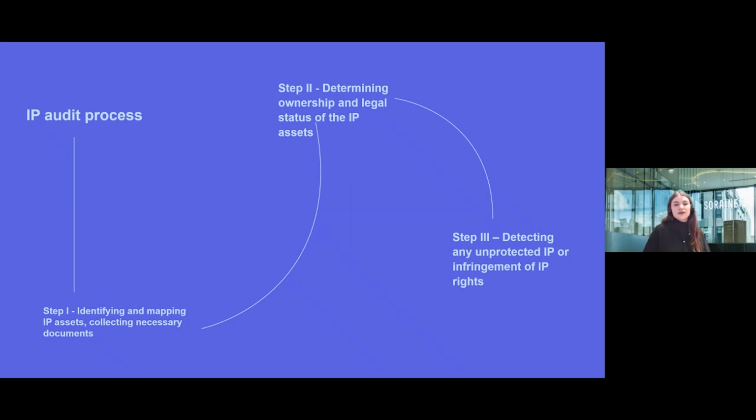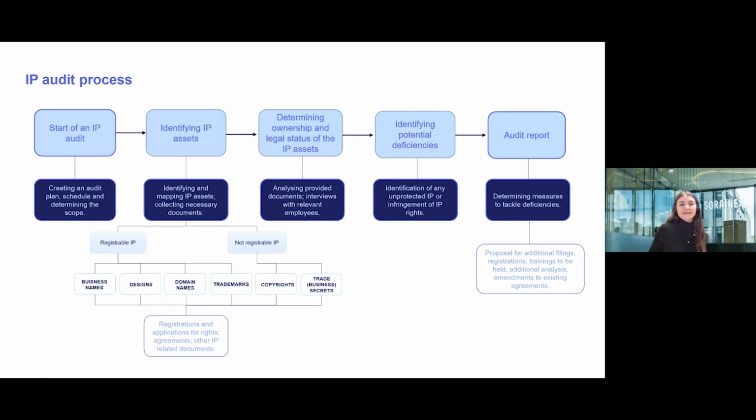First, we start identifying and mapping IP assets and collecting the necessary documents. Step 2 is that we take a look at these documents and try to detect what the ownership of the IP is, what the status is, and what the regulations are in relation to that. So basically, how you have dealt with the IP asset that you at least think you have. And step 3 is detecting any further problems, whether there is an unregistered trademark, the domain name, you name it. And this is the IP audit process in more detail.